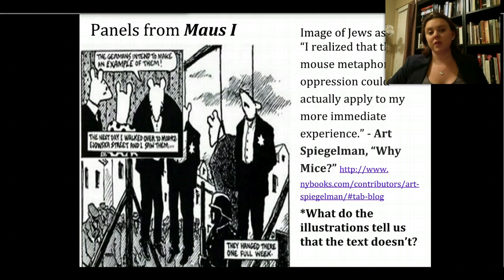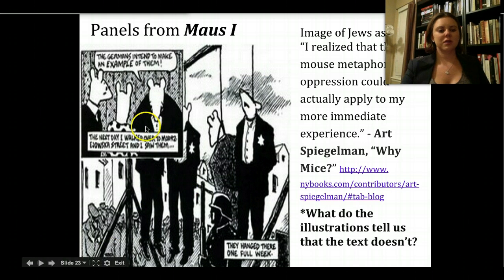First off, because we've talked about sequencing, the sequence of panels, it's important to note in this one that we have two panels that are overlapping. One is overlapping the other, and they represent different times. These are both taking place in the past tense. Mouse is a story where a son goes and talks to his father, and then his father recounts his experience of the Holocaust.